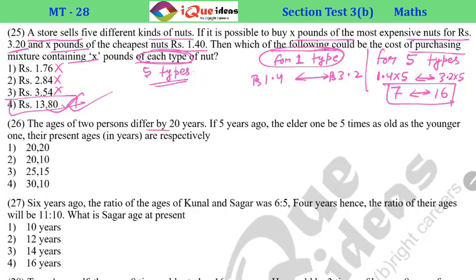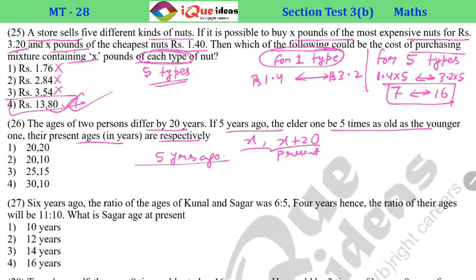Age of two persons differ by 20 years. If 5 years ago the older one be 5 times as old as the younger one, the present ages are respectively. So if I take one of them as x, the other one will be x plus 20. These are the present ages. That means the elder one is x plus 20, younger one is x. Now what would have happened 5 years ago? 5 years ago, age of x would be x minus 5 and age of x plus 20 will be x plus 20 minus 5. So x plus 15.